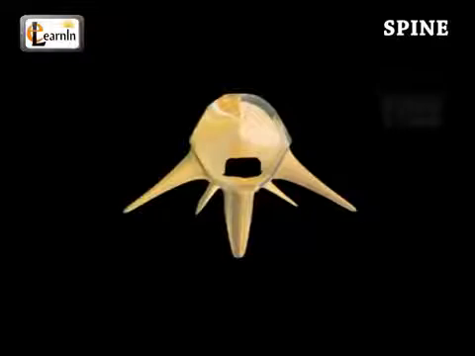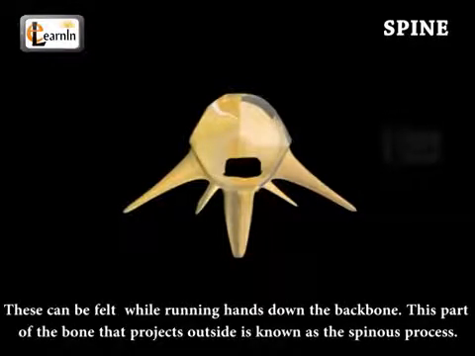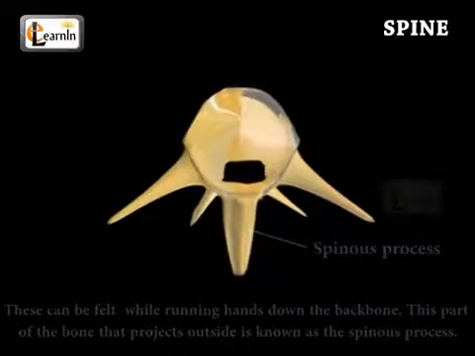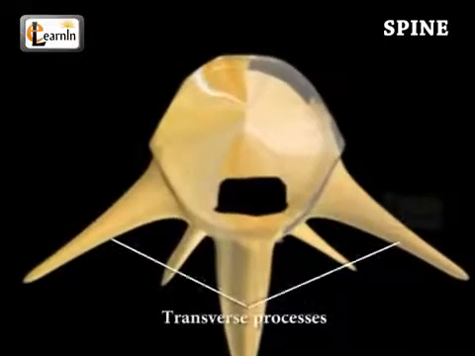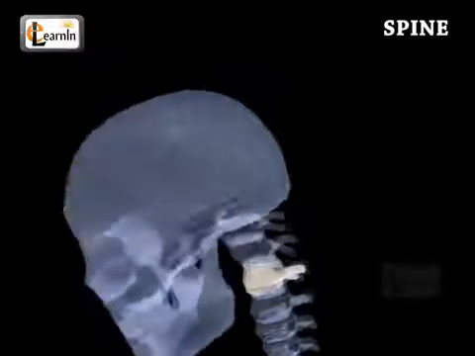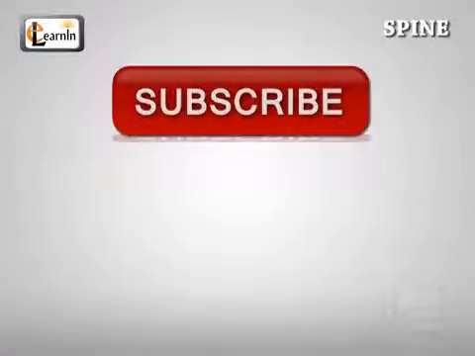Part of the spine bones seem to be projecting outside the spine, and these can be felt while running hands down the backbone. This part of the bone that projects outside is known as the spinous process. The spinous process is paired with 2 transverse processes, which are oriented at 90 degrees to the spinous process, 1 on each side. They provide attachment to the back muscles. Hope this gives you a fair understanding of the spine.